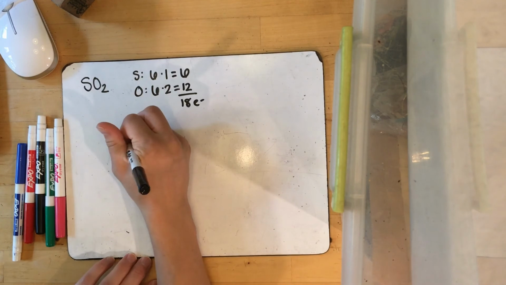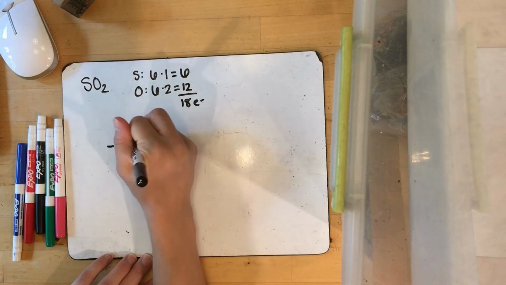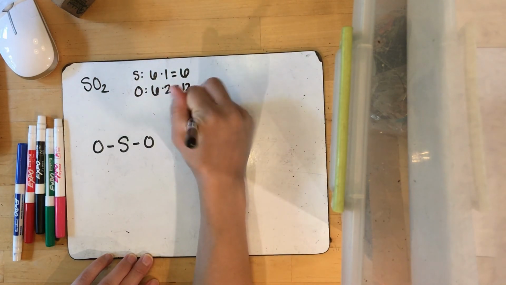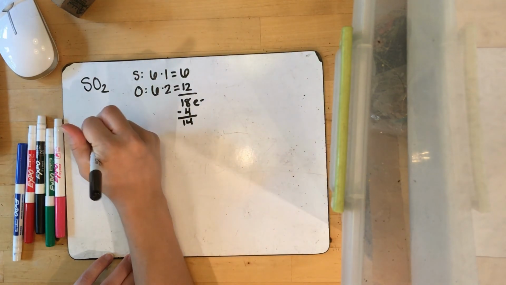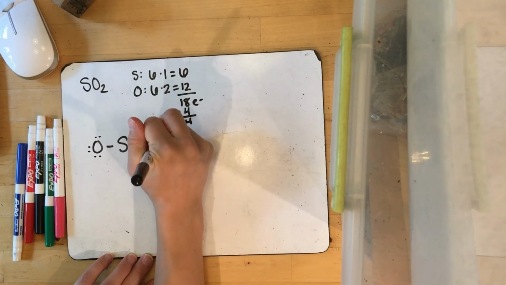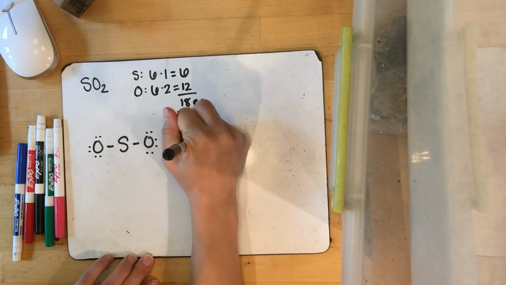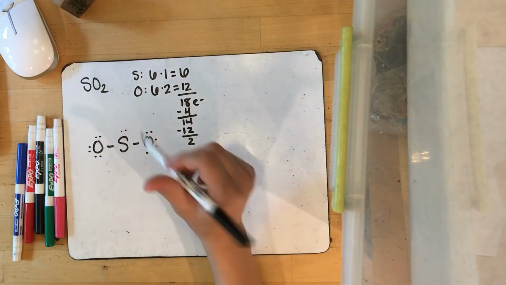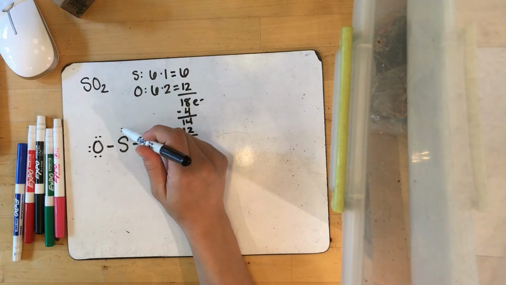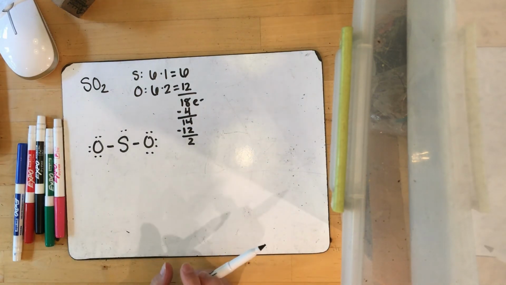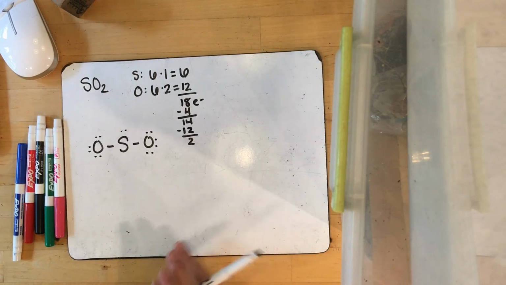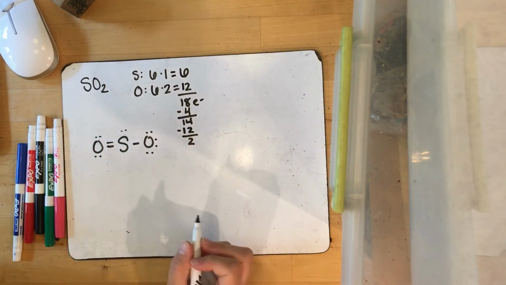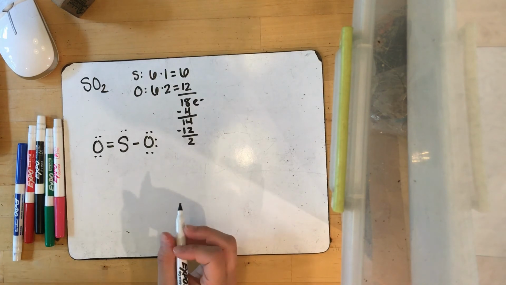To draw my Lewis structure, I put the sulfur in the center. Draw the oxygens with single bonds. And then I can start filling in my valence electrons on the outer atoms. The remaining 2 will go on the sulfur in the middle. So what we see is that sulfur does not have a full octet. And so I need to fix that by creating a double bond. So now everything has a full octet.